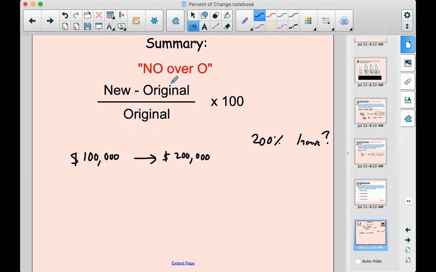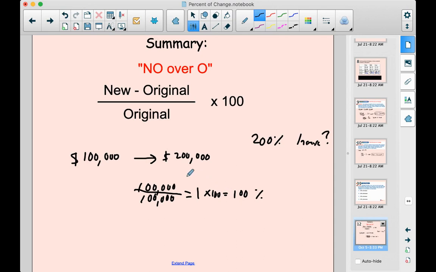If we think about our formula here, if you go from 100,000 to 200,000, the change is 100,000. The original amount was 100,000. If you divide that, you get 1. 1 times 100 is 100%. So if you double your money, that's actually a 100% increase. You increased it by 100% of what you were making. So a doubling is a 100% increase. If you were to triple the amount, that would be a 200% increase, because you go up by 200% of what you were making.